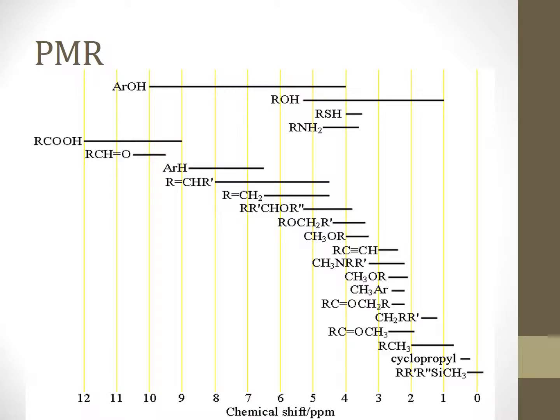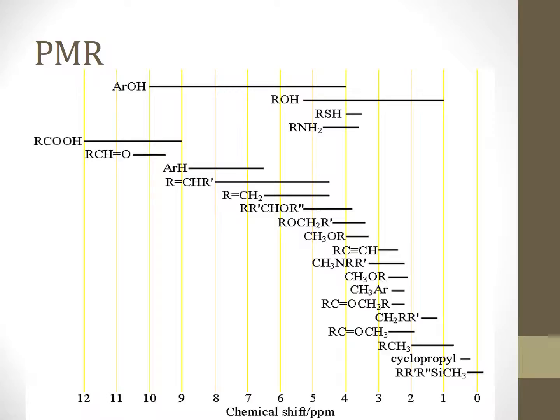The next one, really one of the most important ones in my opinion in terms of the NMR series, is the PMR, the proton NMR. Once again, this is another reference tool to take a look at whenever you're identifying. Notice a lot of these overlap, so oftentimes it's difficult to pinpoint one specific hydrogen that you're dealing with.